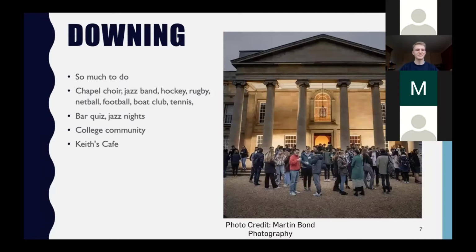There's so much to do at Downing, and you could literally never leave Downing and still have 3 years packed of so much to do because there are so many opportunities. They have loads of clubs like chapel choir, jazz band, hockey, rugby, netball, football, boat club, and tons of other clubs that you can get involved with. And these are a great way to make friends, a great way to get your mind off what you're studying and have a little break.